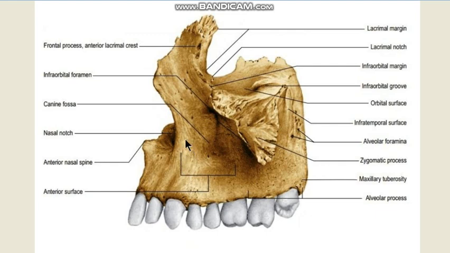Here you have the compressor naris, and here you have the compressor component, and here you have the dilator component. Not only that, over here you have the attachment of another muscle which is called the depressor septi. So compressor naris, dilator naris, depressor septi, levator labii superioris, levator anguli oris. These are the important structures on the facial surface or the anterior surface of the body of the maxilla.